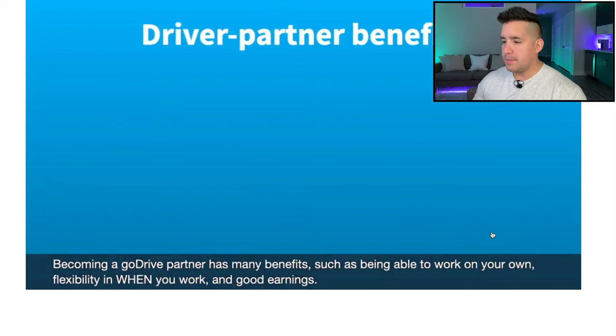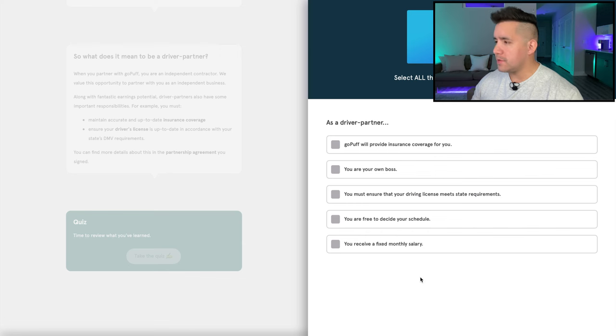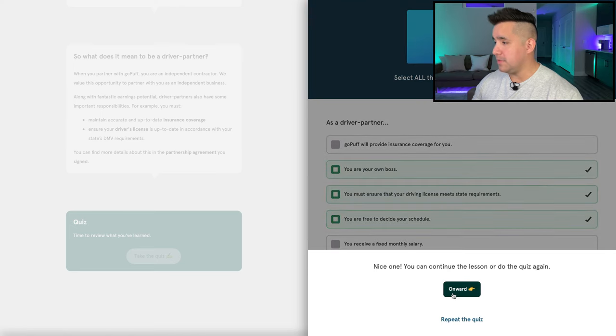So number one here, just quick driver benefits. Work on your own. There are flexible work schedules. And number three, good earnings. So first question, as a driver partner, number one, you are free to decide your own schedule. Number two, you must ensure that your driver's license meets state requirements. And then number three, you are your own boss. So let's select this and move onward.